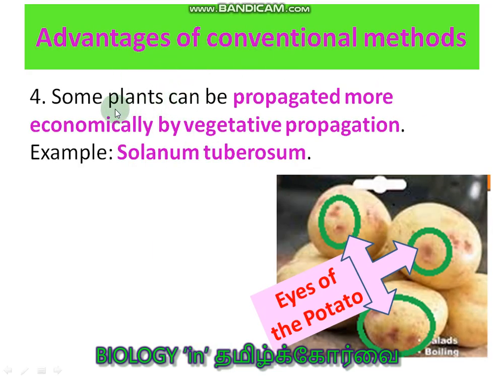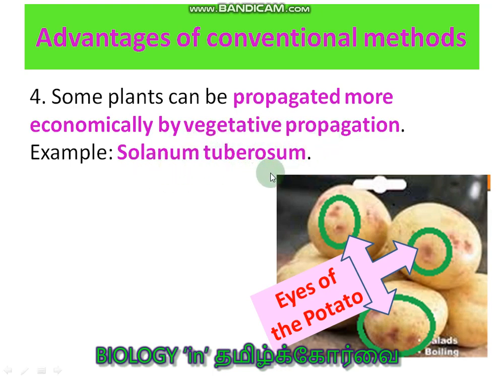Advantage of conventional method continues. Fourth point, some plants can be propagated more economically. Suppose if you want to produce seeds, it takes a lot of time, and we have to spend more money on it. So economically we can cultivate them with the help of vegetative propagation.